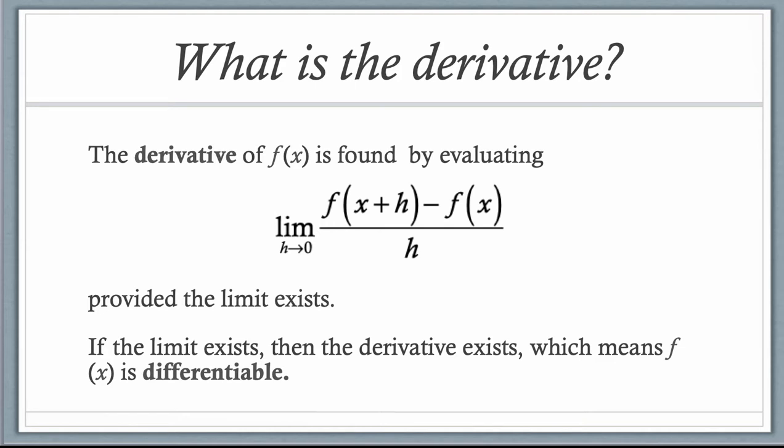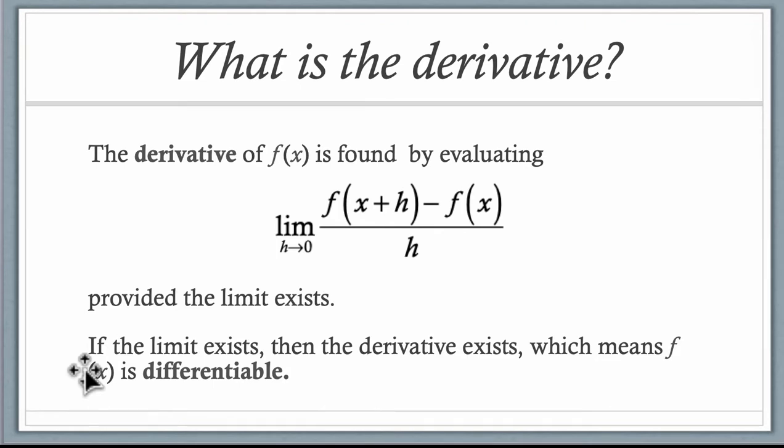So the derivative of f of x is found by evaluating the limit of the difference quotient at any point as h is approaching 0, provided that the limit exists. If the limit exists, then the derivative exists, which means that f of x is differentiable.